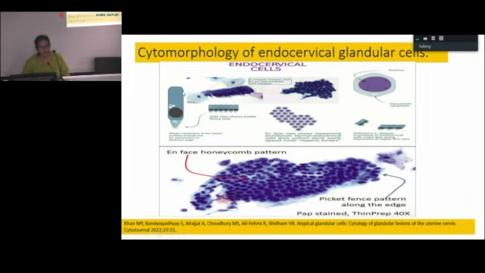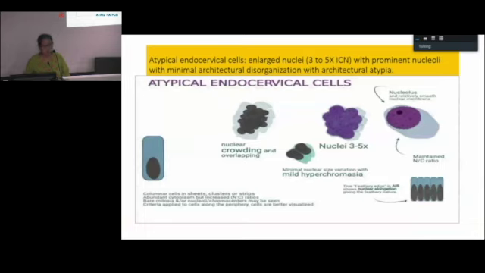Yeah. So they are tall columnar cells. They have wispy cytoplasm at the base, and when they are on their end, they have a picket fence appearance. And when they are on their face, then they have a honeycomb appearance. So this is a normal endocervical cell. On the other hand, what would an atypical endocervical cell look like? The atypical endocervical cell will be enlarged 3 to 5 times the size of an intermediate cell nucleus, with or without prominent nucleoli, and with minimal architectural disorganization.